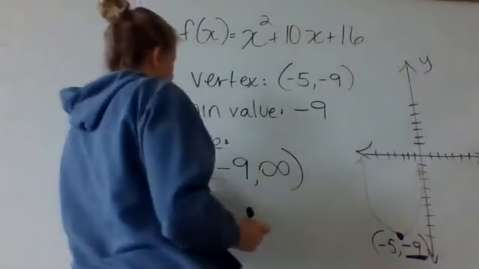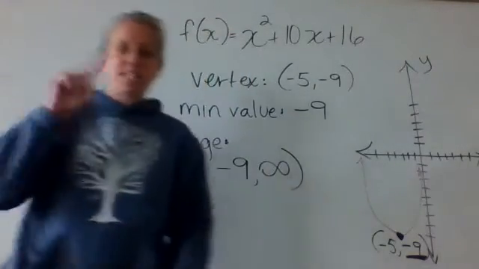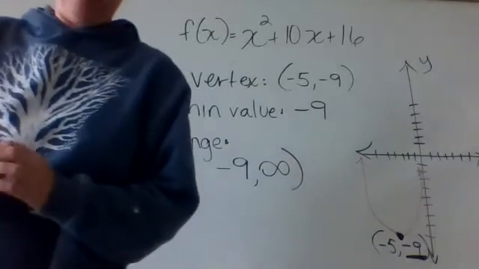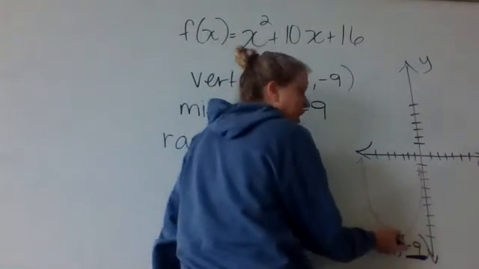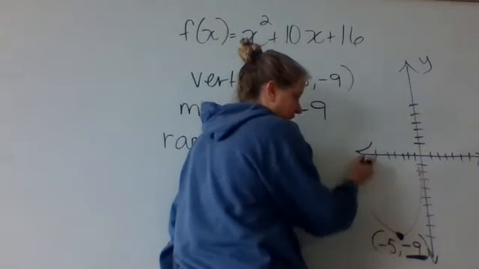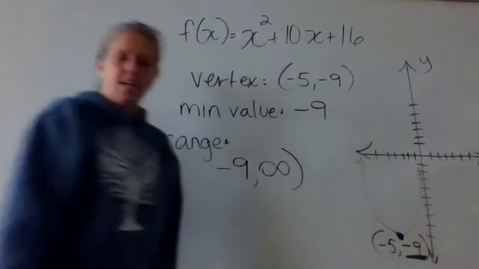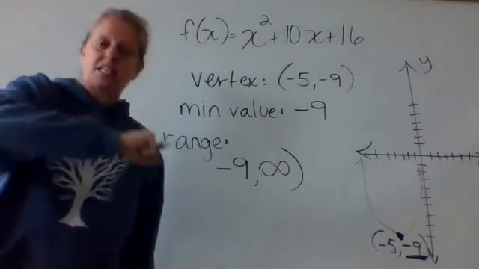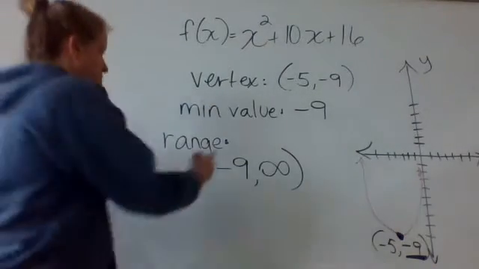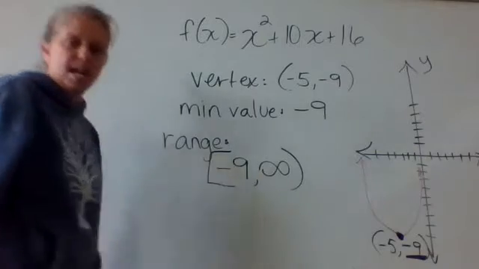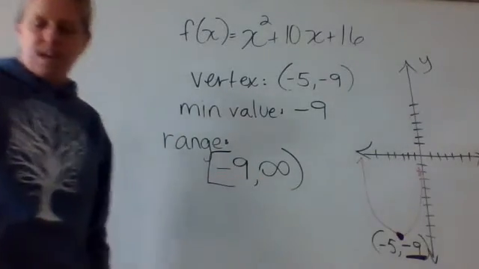Now, I need to decide in the range whether or not this negative 9 needs a parenthesis or a bracket. So, in other words, does it include the negative 9? Does this parabola come down and physically touch that negative 9? Yeah, that's its vertex. It comes down to that point, and then it goes the other way. So I want to put a bracket around that negative 9. So the range is from negative 9 to infinity.